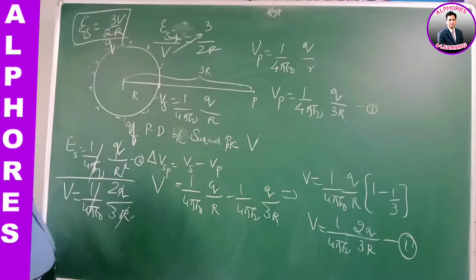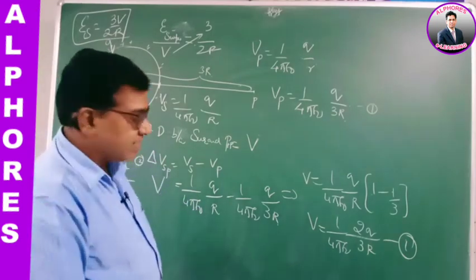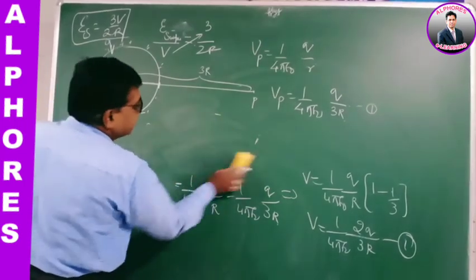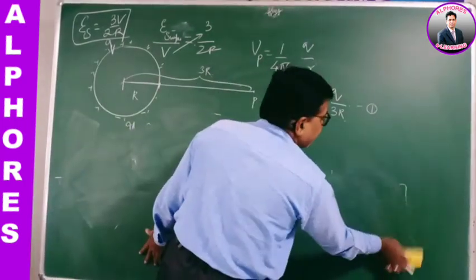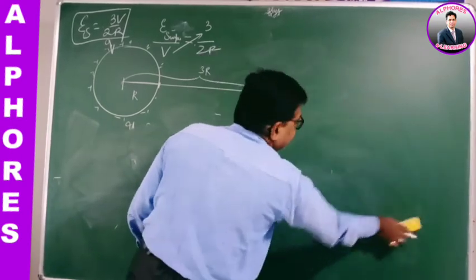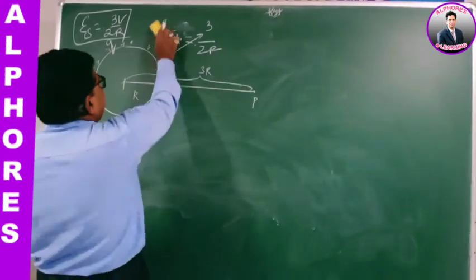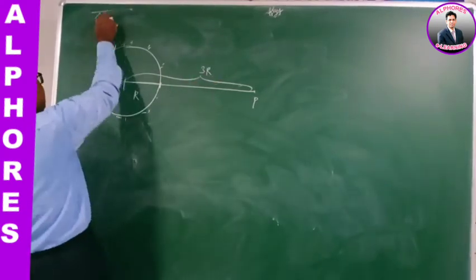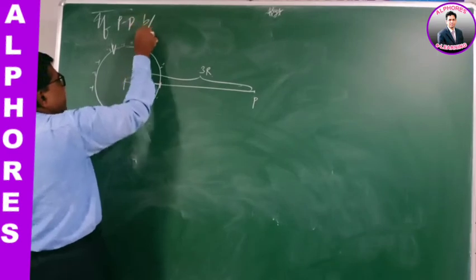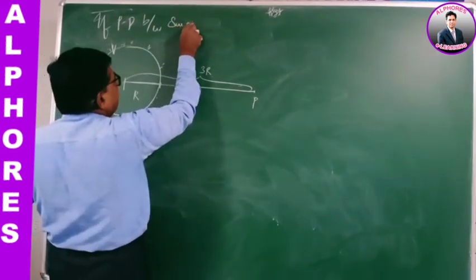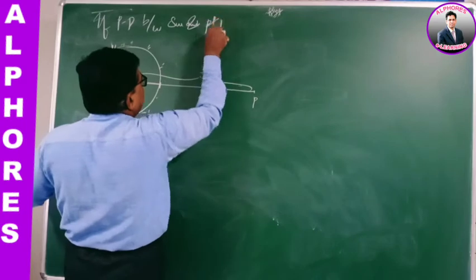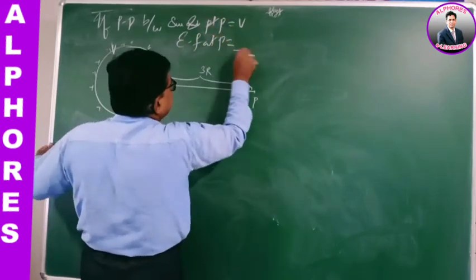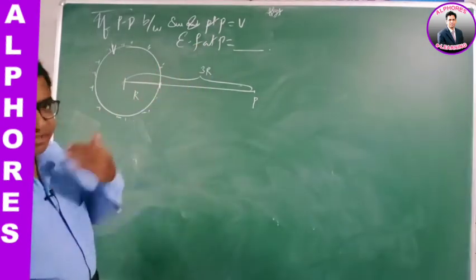This is the formula. Suppose the same question is asked like this: instead of asking you to find the electric field on the surface, he asks you to find the electric field at the point P. So the same question is now repeated in this manner: if the potential difference between the surface and point P is V, then the electric field at point P is dash.